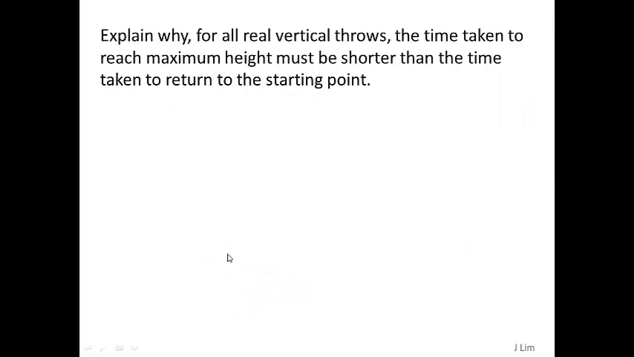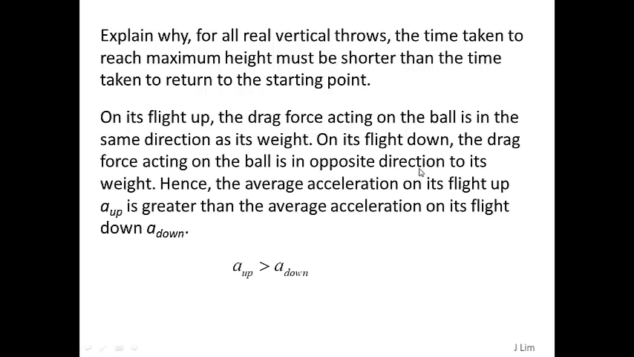meters per second squared. Explain why, for all real vertical throws, the time taken to reach the maximum height must be shorter than the time taken to return to the starting point. Now on its flight up, the drag force acting on the ball is in the same direction as its weight. On its flight down, the drag force acting on the ball is in the opposite direction to its weight. Hence, the average acceleration on its flight up is greater than the average acceleration on its flight down. So a up is greater than a down.